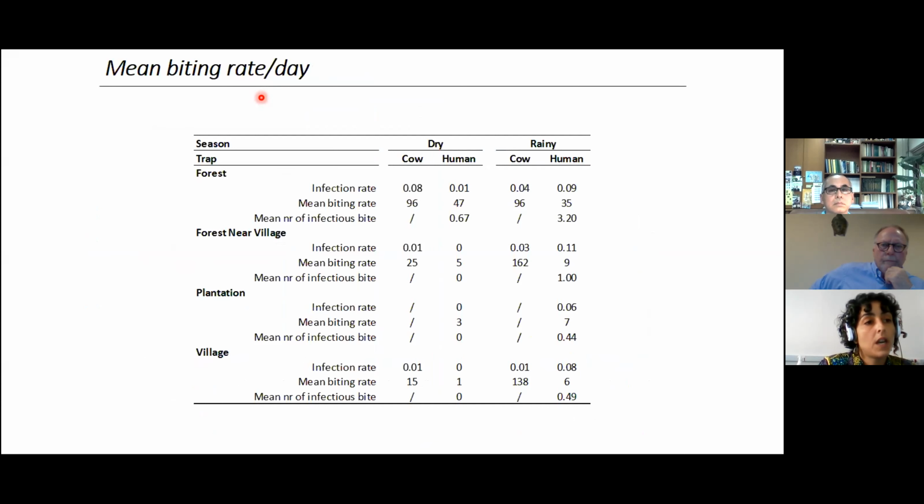Another way to look at this data is the mean biting rate per day, in the dry and the rainy season, in the cow and the human baited traps, and also the mean number of infectious bites per day. As expected with cow baited traps, we usually have a lot more mosquitoes in the cow trap compared to the human trap, though it depends on the site. What is interesting here is that when you look at the human traps in the rainy season, you have 6 times more infectious and biting mosquitoes in the forest sites compared to the villages. So, same result as Tirapap found, really.